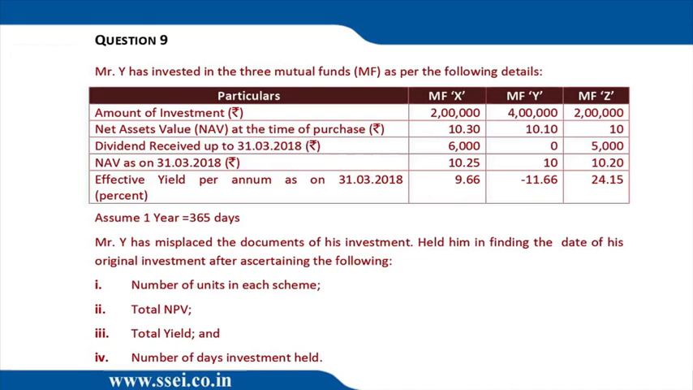You can't annualize it because the 3 schemes have been held for different periods. So you can't annualize it. Okay, so that's the third part. The fourth part is the number of days of investment. I told you what you should do.